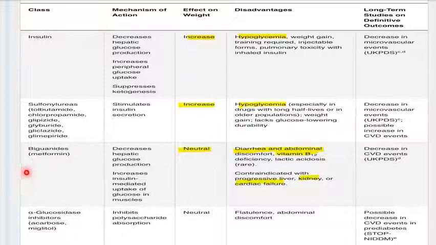Metformin, it decreases the weight, or it's neutral. And the disadvantages of this medication are diarrhea, abdominal discomfort, and vitamin B12 deficiency. And it's contraindicated in kidney and cardiac failure.